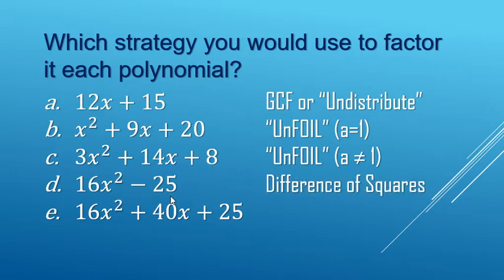Letter D is an example of difference of squares. You have a square here and a square here, and you're subtracting them or taking their difference. So for factoring them, just do the square roots, put them in parentheses. One gets a plus, the other one gets a minus.